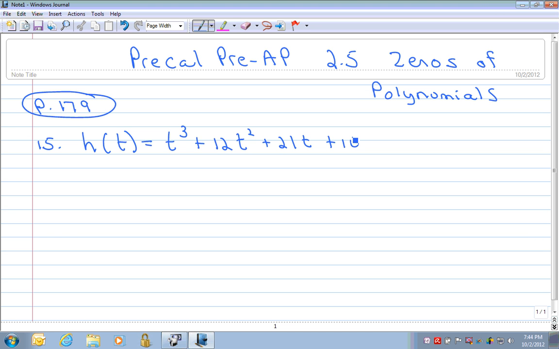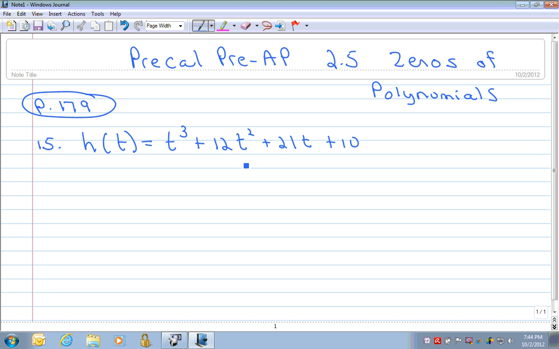In this case, since we have 4 terms, we might be able to factor by grouping. But looking at this, there really is nothing common that we could factor out. We could maybe put the t cubed and the 10 together and the t squared, but even so, it doesn't look like we can factor much out. So we're going to have to use all of our little methods that I don't know if you remember from last year, but hopefully you do.